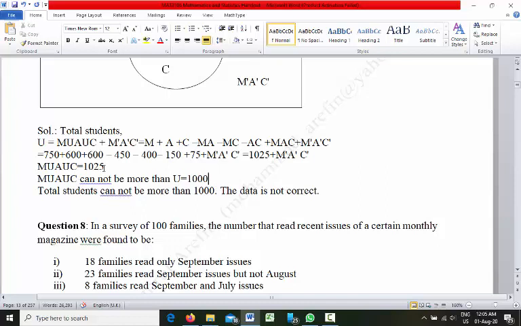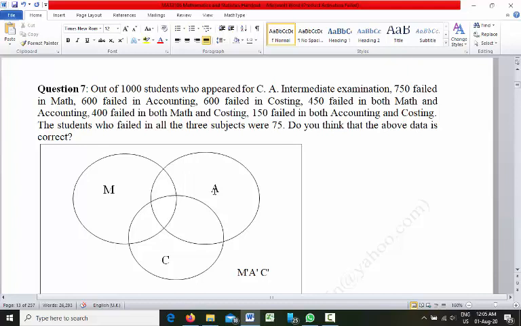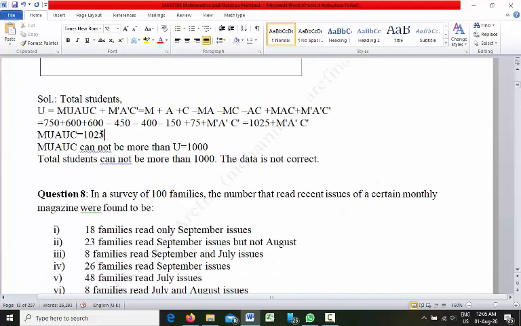So here we got that the total area occupied by all these circles is 1025, but the total number of students is 1000. So the data is not correct. That's the end of today's lecture.